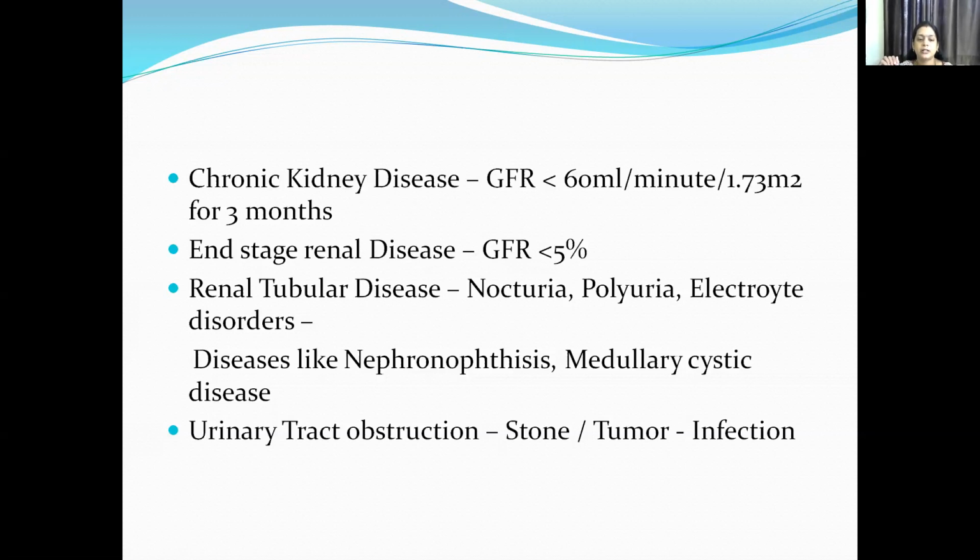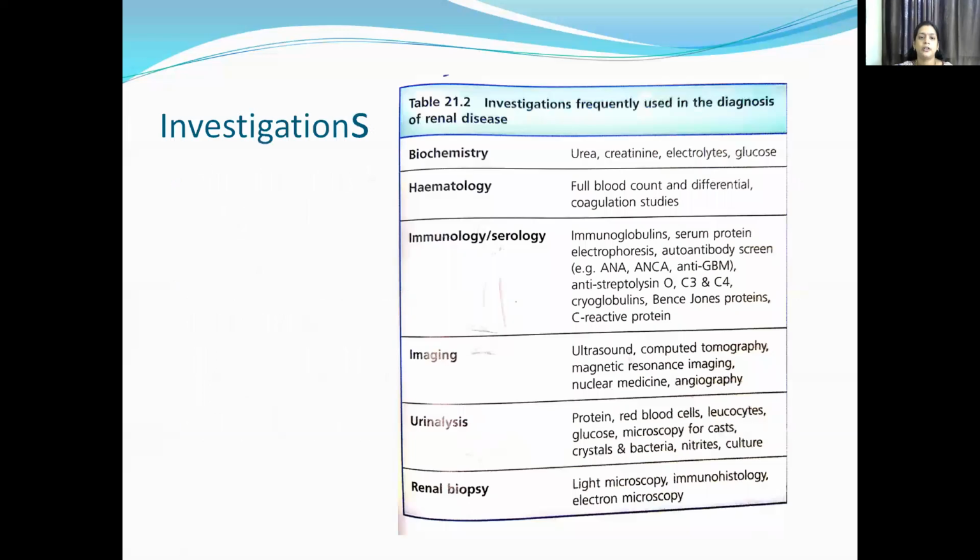Then the other one is urinary tract obstruction. The urinary tract obstruction can be caused by a stone or a tumor, which will eventually cause an infection, and it will cause a glomerulopathy if not taken care of. So whenever the patient is coming to you with some abnormality or you're thinking in terms of renal disease, you should be advising all of these investigations or some of this.